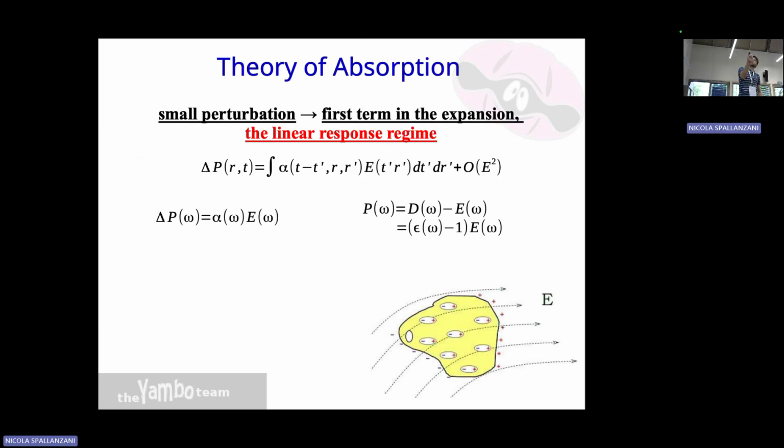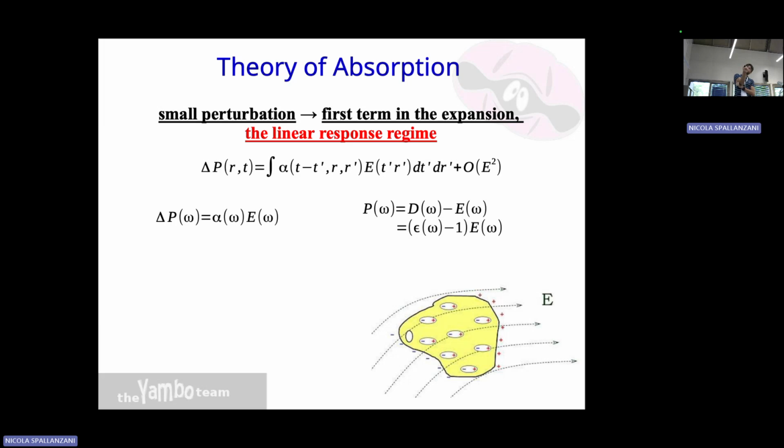So far, and also in my lecture, we focused on the case of a small perturbation, the linear response regime, where the variation of the polarization is just related to the first-order electric field via this tensor, which is called the polarizability. In compact form, this equation is just delta P equal alpha V.